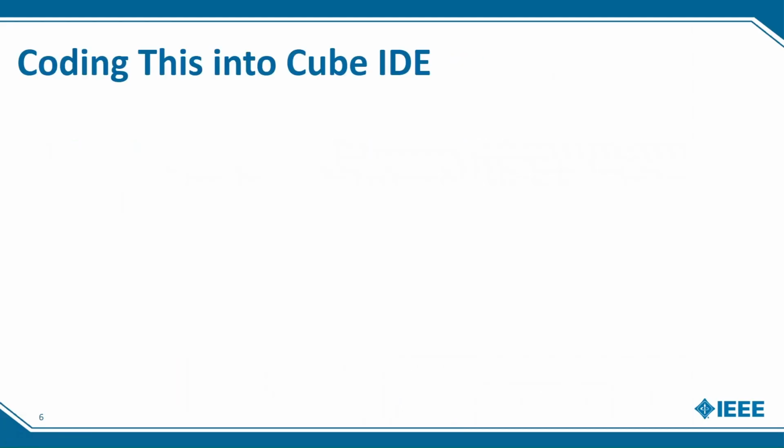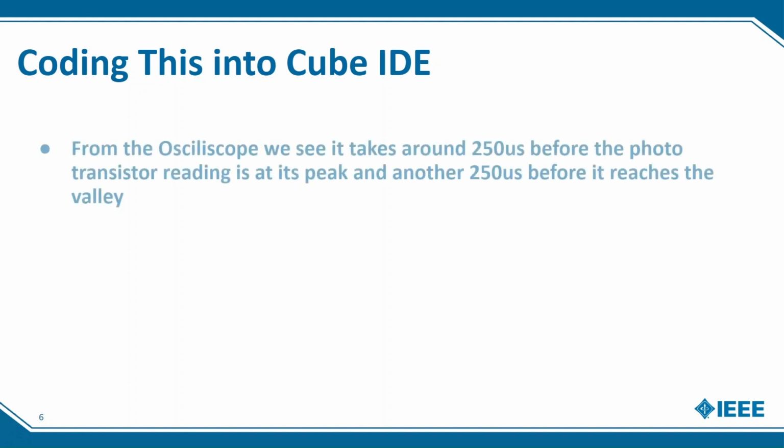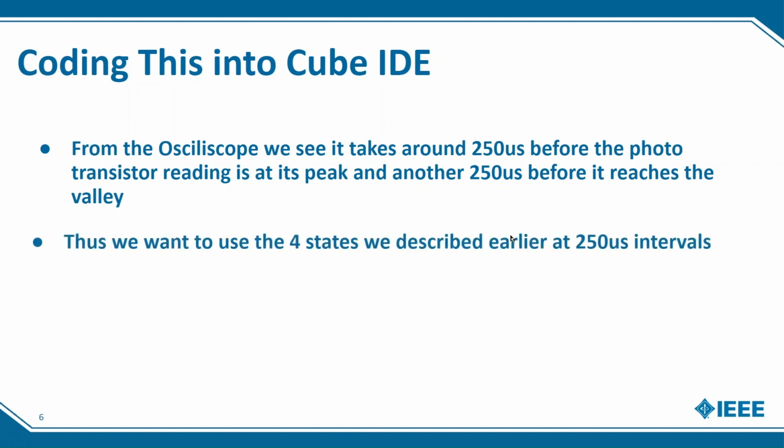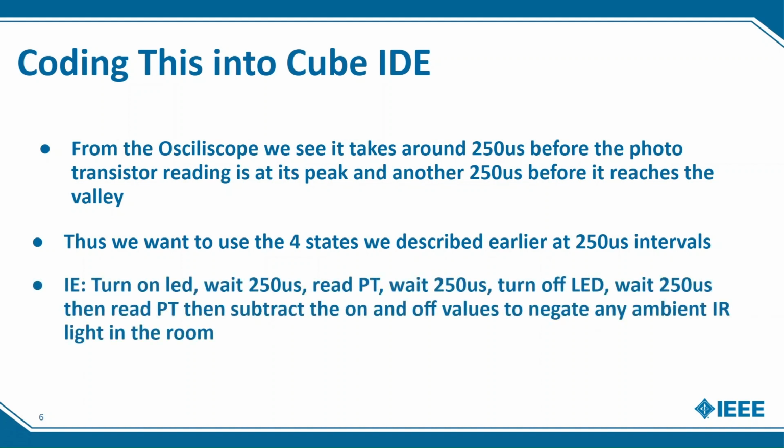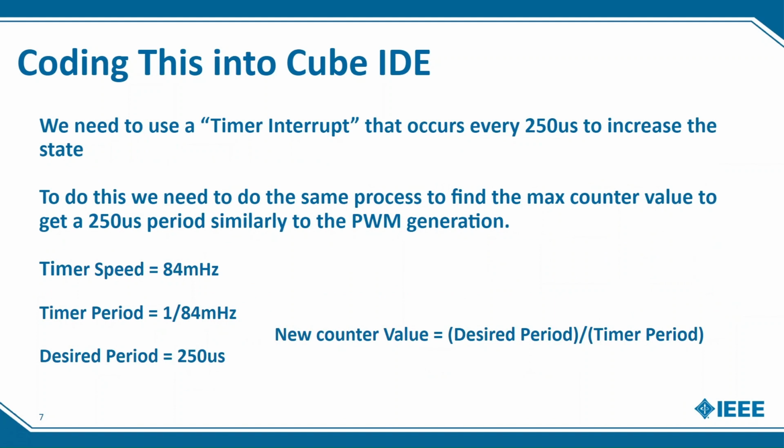But to code this into Cube IDE, we need to do a couple of things. First of all, from the oscilloscope, we see it takes around 250 microseconds before the phototransistor reading is at its peak value, and another 250 microseconds before it reaches the valley. So we have the 4 states we described earlier at 250 microsecond intervals. And that's just going over what I just said. But to do this, we need some way to add 1 to the states every 250 microseconds.